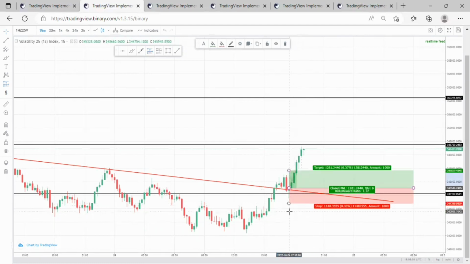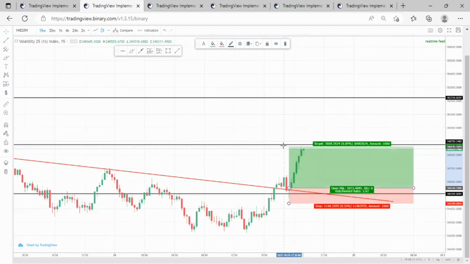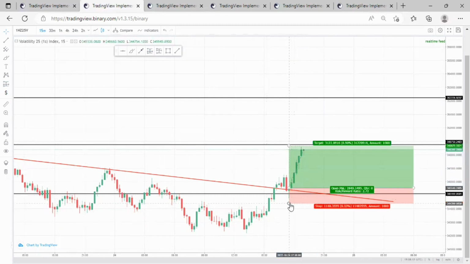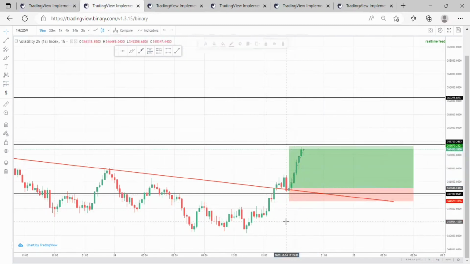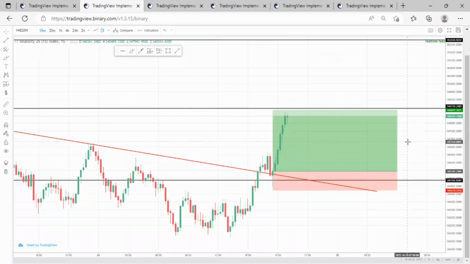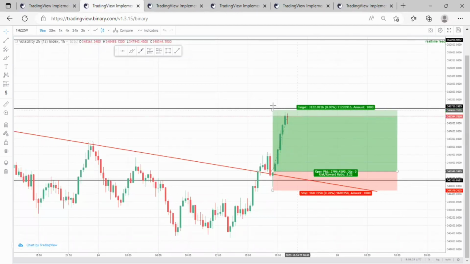My SL should be a few pips below the low of this green candlestick, and my TP is the nearest resistance at this very point. So that would have been a good setup for us, but then I couldn't see it, maybe I was sleeping. I didn't see the setup, and so I'm still expecting price to break this level here.